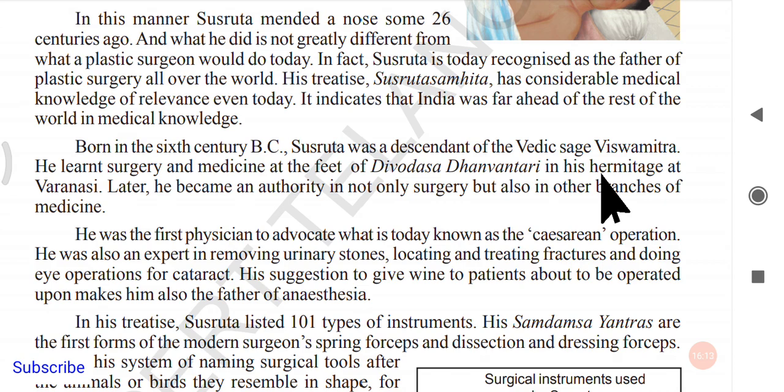A hermitage is where unmarried men live. So at the hermitage in Varanasi, Sushruta learned all this. Next, later he became an authority in not only surgery but also in other branches of medicine. He became very famous and talented, not just in doing surgery, but in other branches of medicine also.